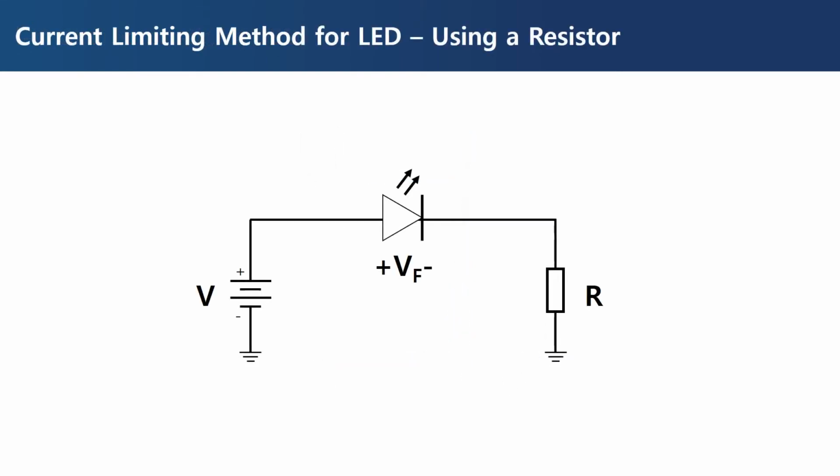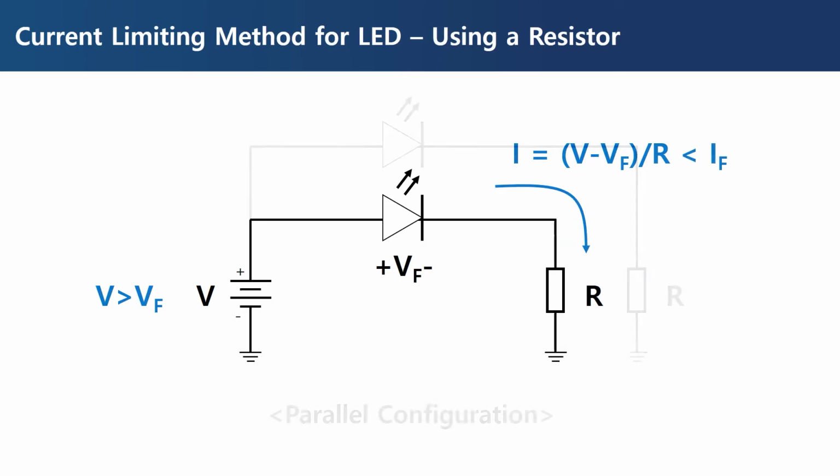The simplest way to control this forward current is to use a resistor. In the following circuit with an LED and resistor, the source voltage V should be greater than Vf, the forward voltage of LED, for the current to flow. The amount of current flowing through the LED can be calculated by this formula: source voltage V subtracted by forward voltage Vf, divided by R. The resistance value should be selected so that the amount of current flow doesn't exceed the forward current of the LED.